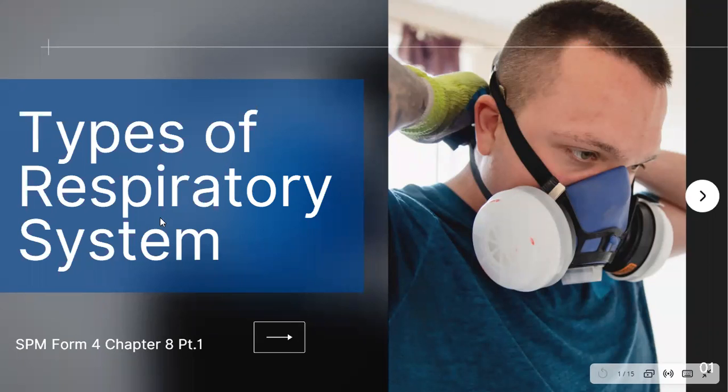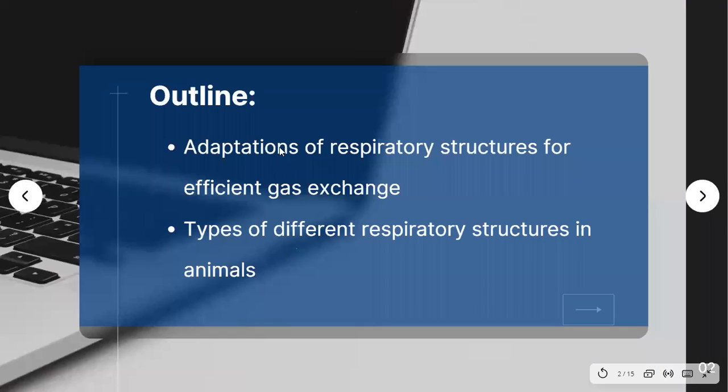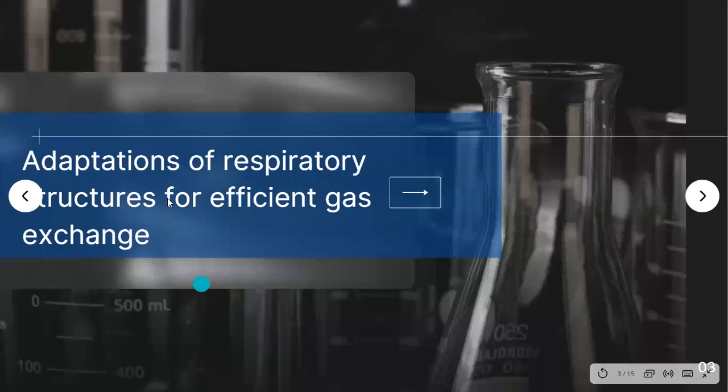Today we are going to talk about Form 4 Chapter 8 Part 1, the types of the respiratory system. The outline of this video is that we're going to discuss the adaptation of the respiratory structures for an efficient gas exchange, and also the types of the different respiratory structures in different animals. So first, the adaptation for the respiratory structures.